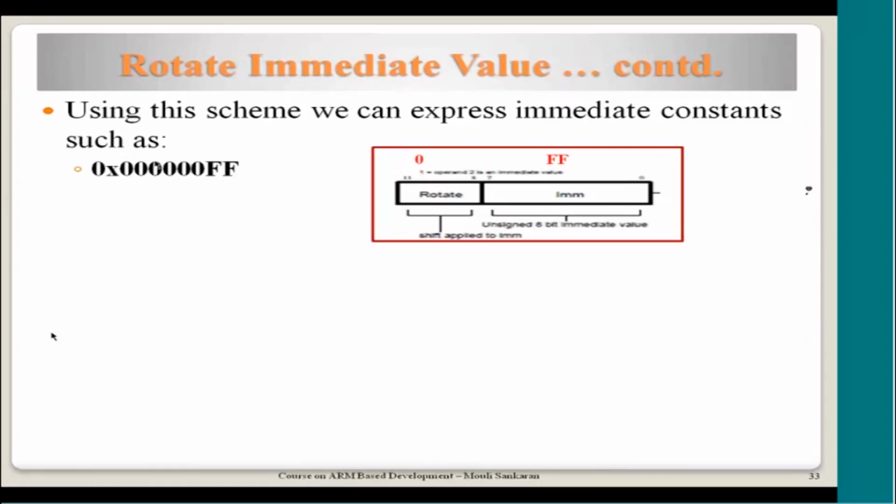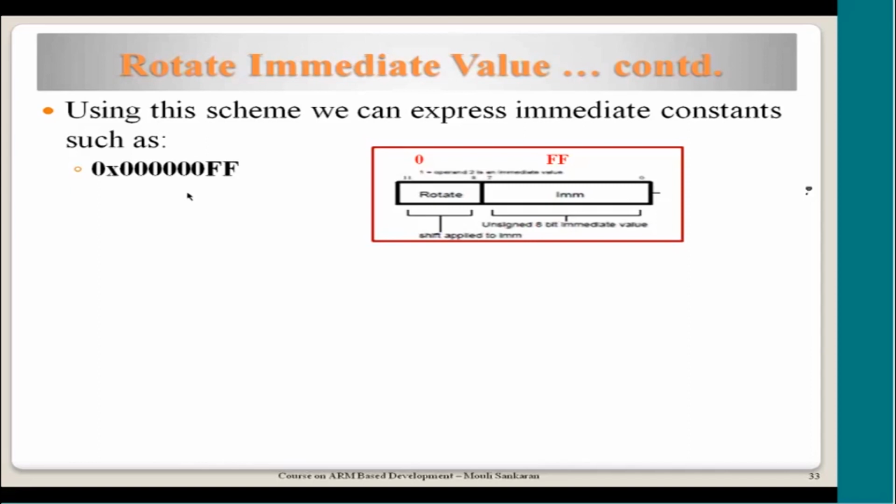Now suppose I want to write this constant into a register. Suppose MOV R0, #0x000000FF. Now this is a 32-bit value. Actually, it is a 32-bit value.